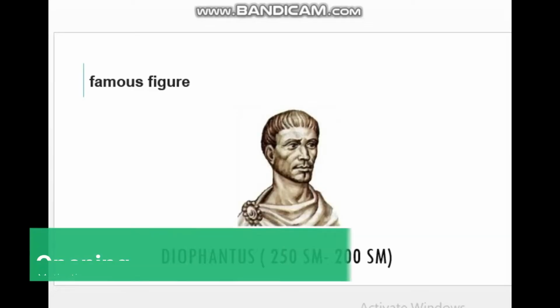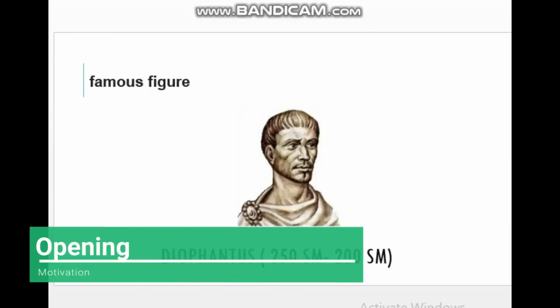Okay class, now I will show you a picture. Okay guys, do you know who he is? No, ma'am. He is Diophantus. Do you still remember, guys, what we learned last meeting? Yes, ma'am. Last meeting we learned about two variable linear equation systems. Good, guys.